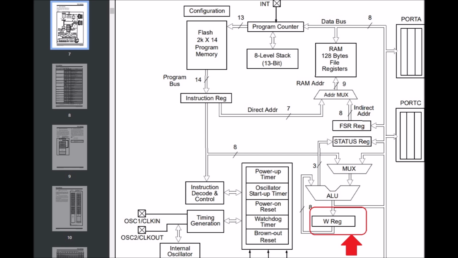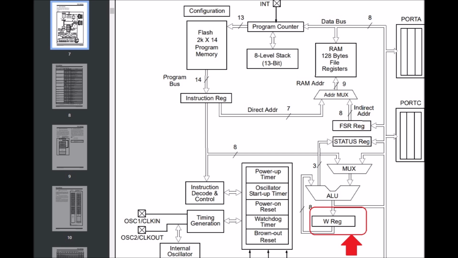Function. The WREGE is a general-purpose register used to hold one of the operands for arithmetic and logic operations performed by the ALU, Arithmetic Logic Unit. It acts as an intermediary for data transfer between the ALU and other parts of the microcontroller, such as file registers and memory.